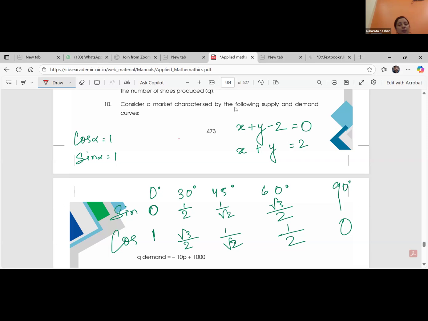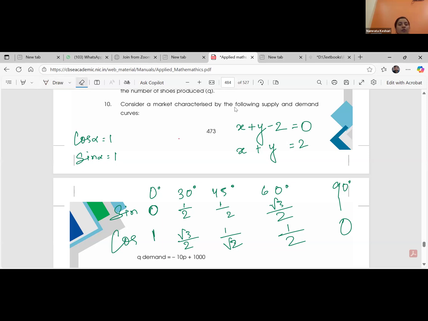0, 1 by 2, 1 by root 2, root 3 by 2, 1, 0, 1 by 2, with positive and negative sign. If you have seen the sine graph and the cosine graph, it repeats the same values with positive and negative sign, no matter what angle you have. Even if your angle is 540 degree or maybe 1120 degree, you will be able to find sine of 1120 degree, but that value will be from here only, with positive or negative sign. Just clear?